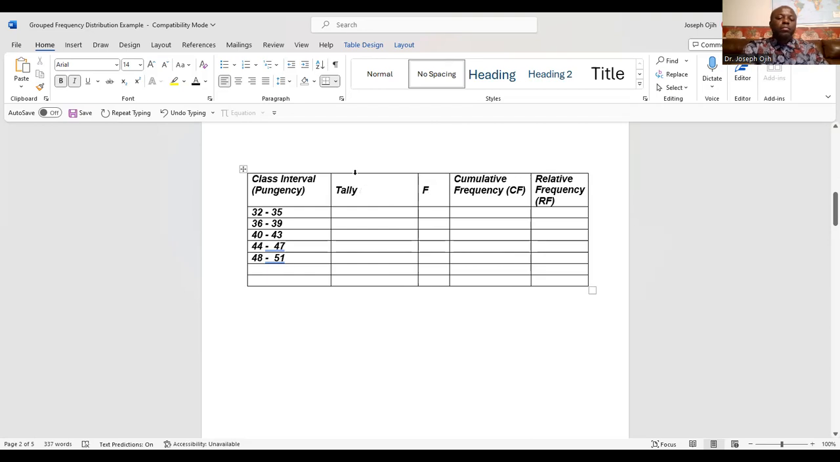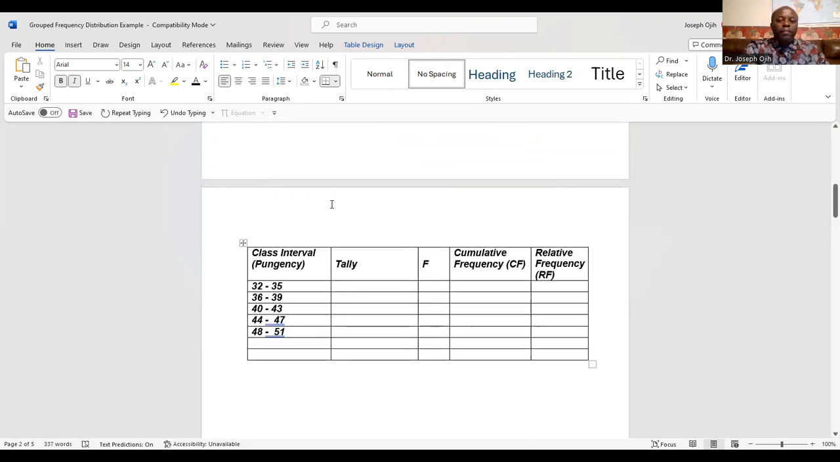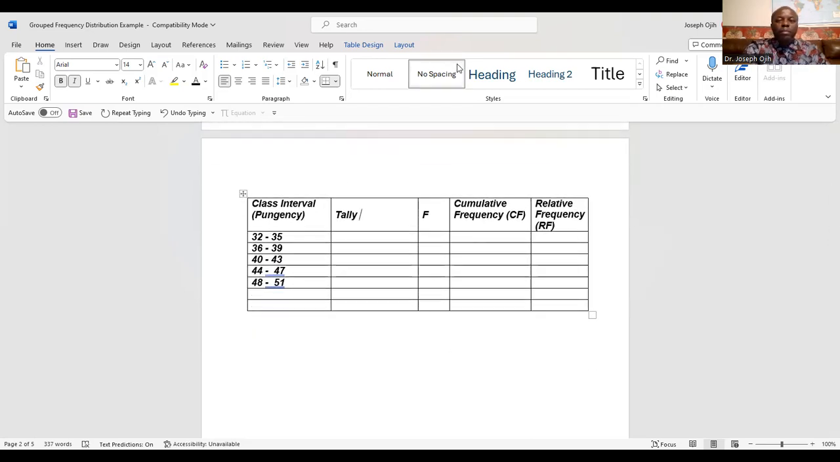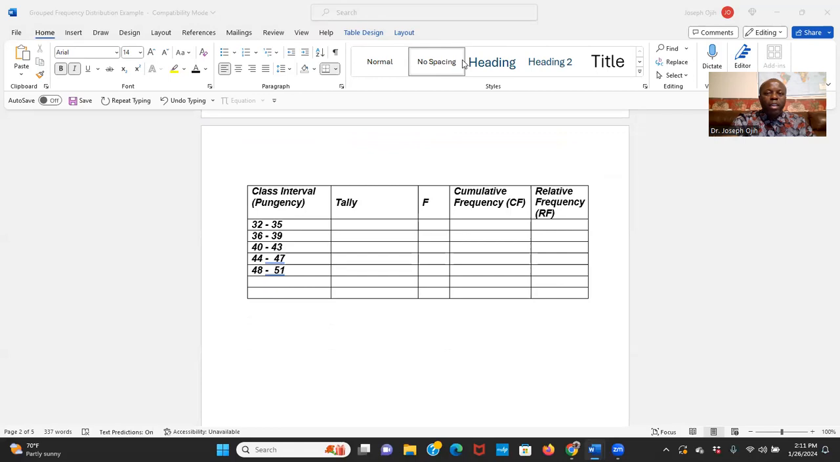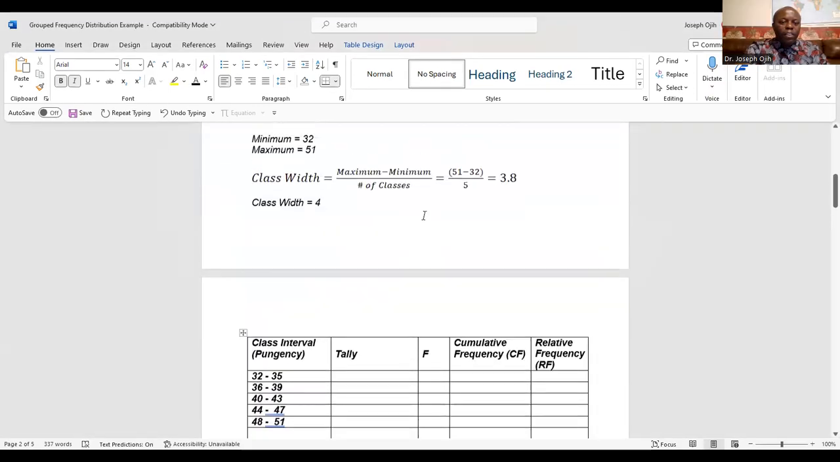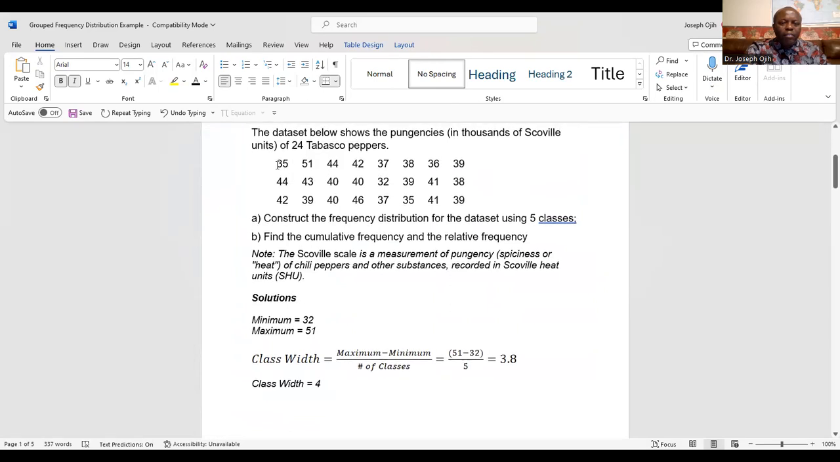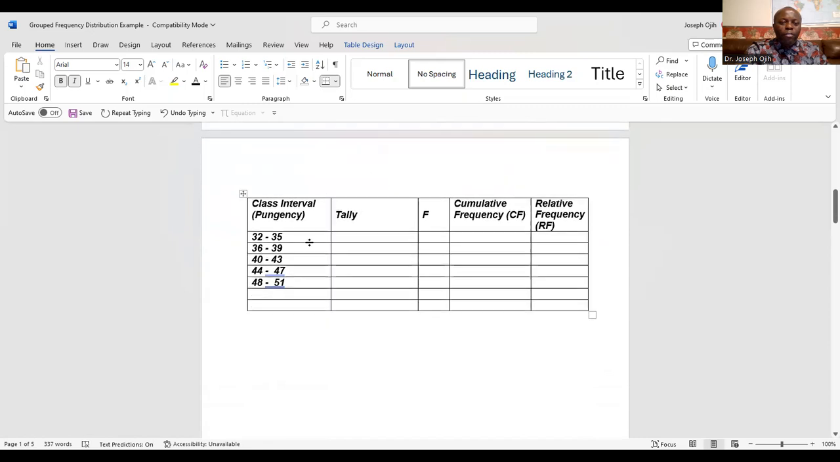Okay, good. Let's start. Before we start, let me make sure you guys are seeing this. Good. Excellent. Now, the first number in the list is 35, and this 35 will fall right here. So we put our first tally mark.